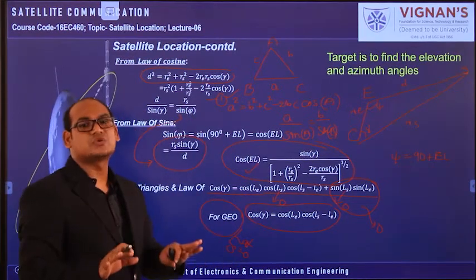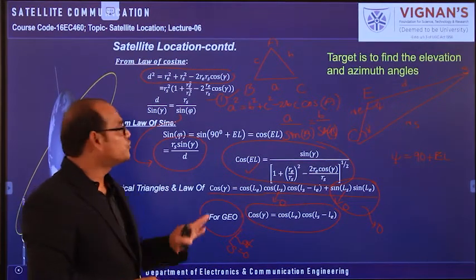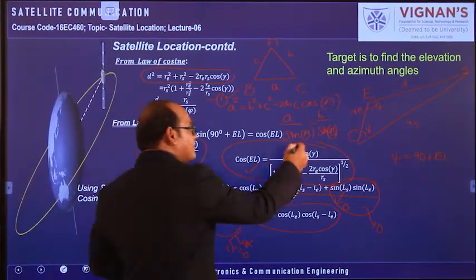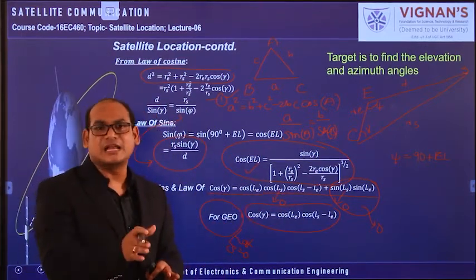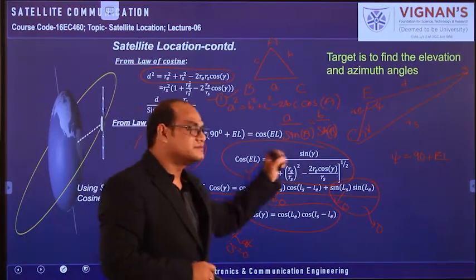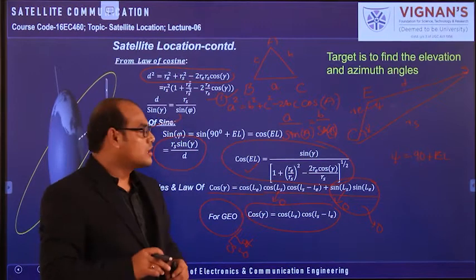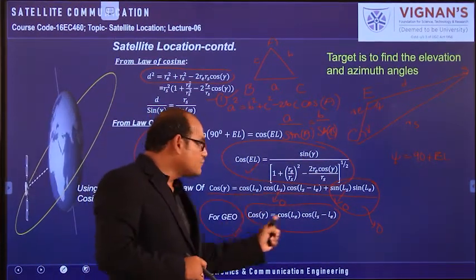So our target is to calculate the look angles. Look angles are elevation angle and azimuthal angle. So we can calculate this elevation angle by having gamma. So in the problems also you have to remember, to calculate the elevation angle, first you need to calculate the gamma. Okay, because here gamma is there. So to calculate the elevation angle, we need gamma. That gamma can be obtained by using this equation.